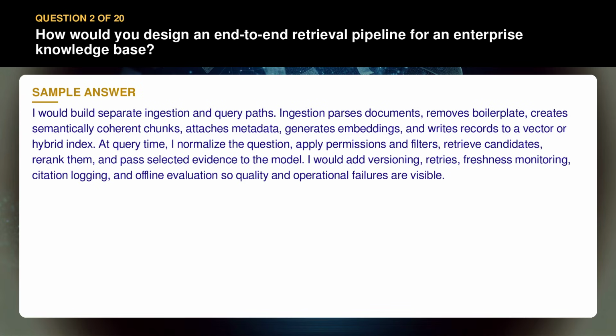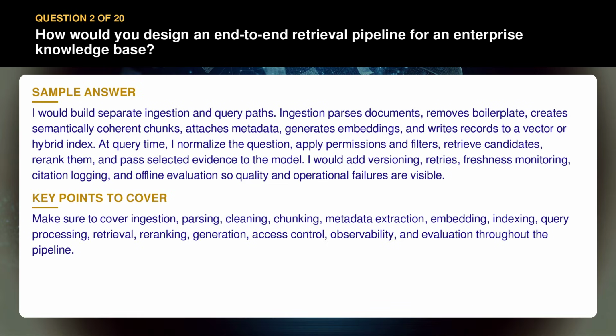evidence to the model. I would add versioning, retries, freshness monitoring, citation logging, and offline evaluation so quality and operational failures are visible. Make sure to cover ingestion, parsing, cleaning, chunking, metadata extraction, embedding, indexing, query processing, retrieval, re-ranking, generation, access control, observability, and evaluation throughout the pipeline.